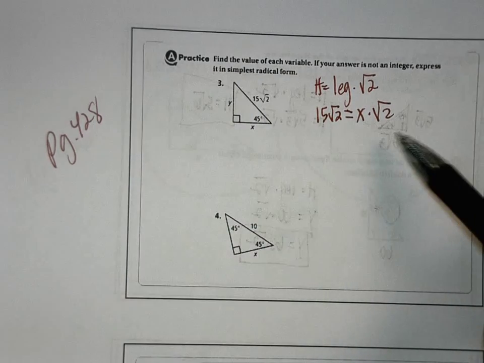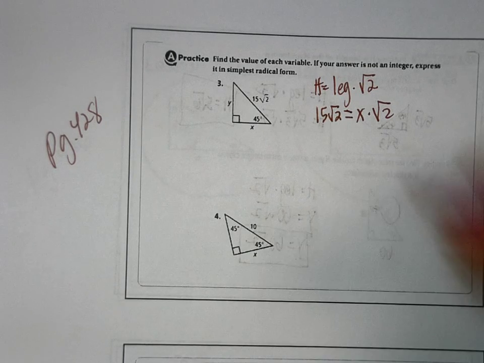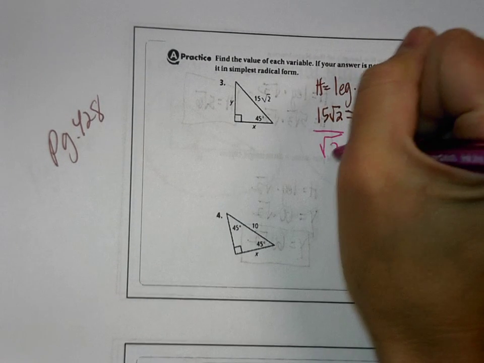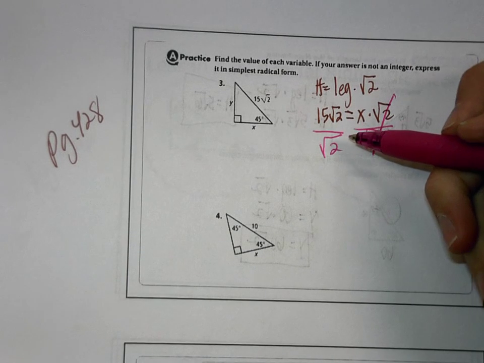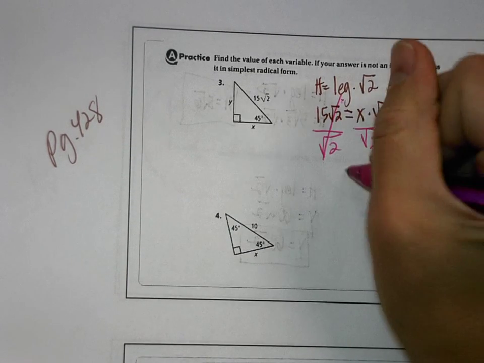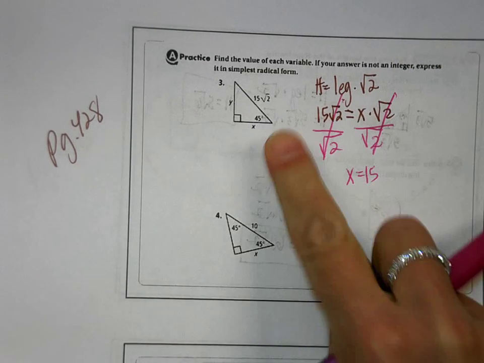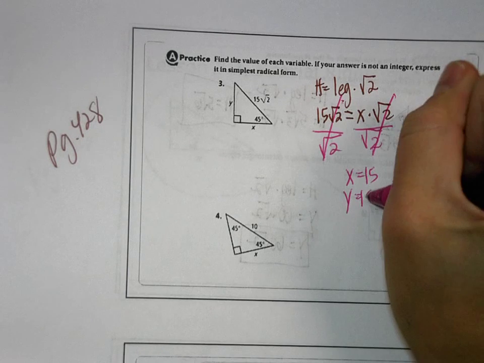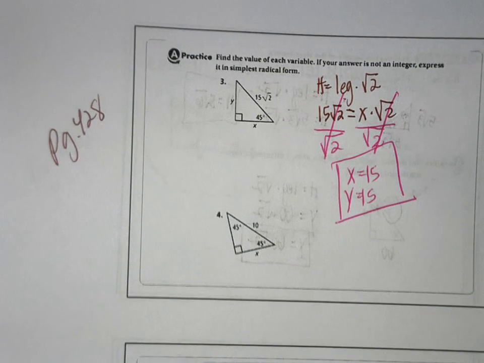How do I get rid of the root 2 by the x? Very good. You have to divide by root 2. Well, when you do that, what do you notice? These also cancel out. So that means that x equals 15. Now, if x is 15, what is y? 15. Okay? They asked you to solve for the variables, so make sure you write both answers there.